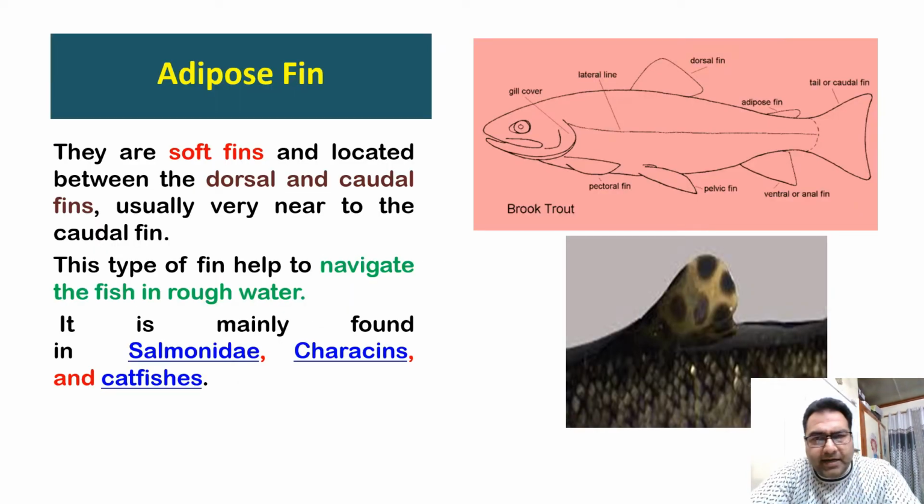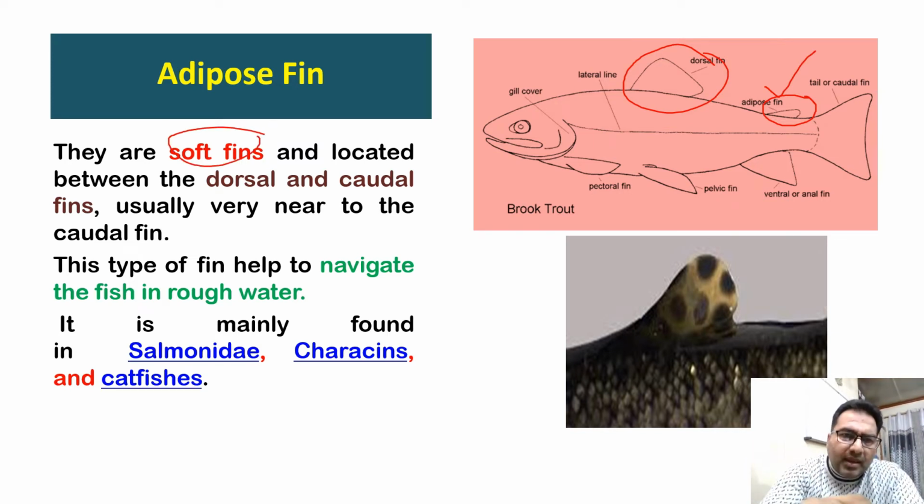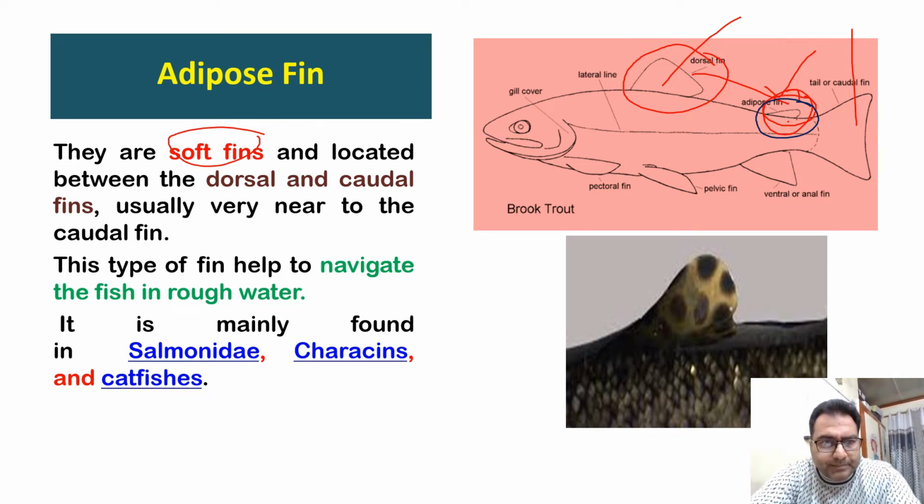Now coming on to the adipose fins. I was telling you that many times there is a single dorsal fin, but many times an additional dorsal fin is present. We call it the adipose fin. They are soft fins and are located between the dorsal and the caudal fin. So this is the dorsal fin, this is the caudal fin. Those very fins which are located between the dorsal and the caudal fin, we call them the adipose fin.